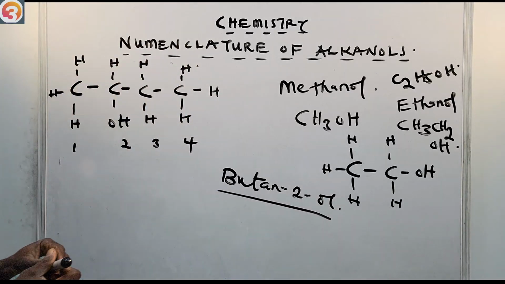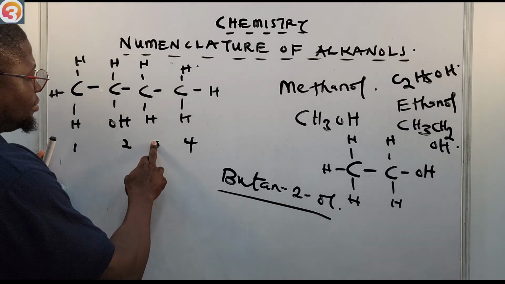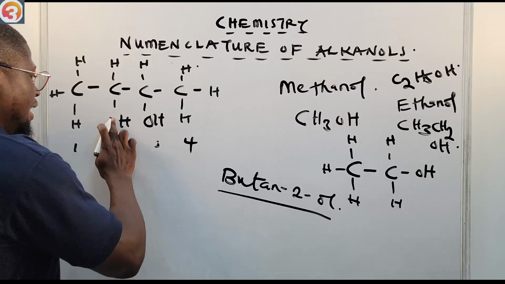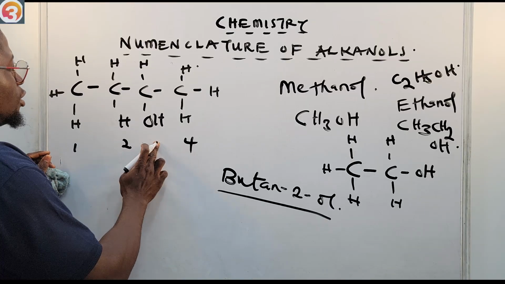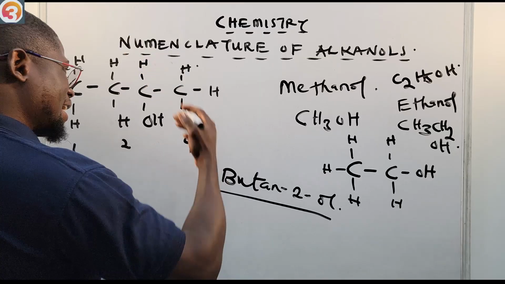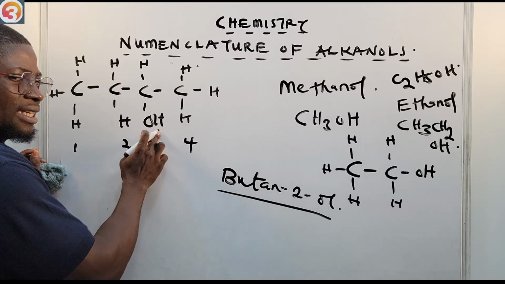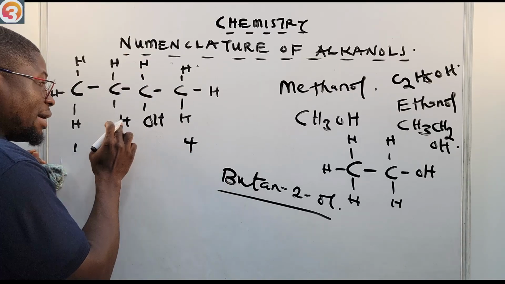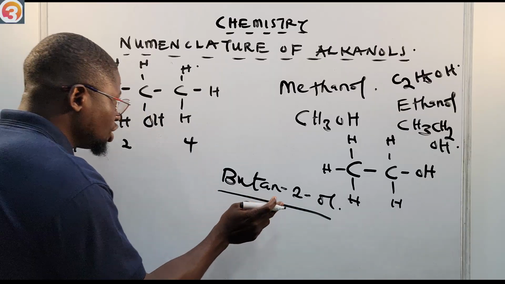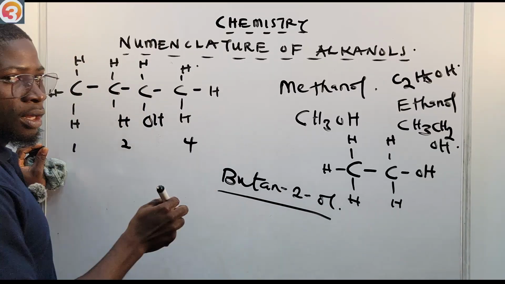All right, so if the OH group was here, let's say the OH was here and not here, then numbering from left to right will not work again. You have to now number from right to left, so that this will be the shortest distance to the functional group. Remember, it was here initially, now it's here. But the name of the compound will not change. It will still be butan-2-ol.